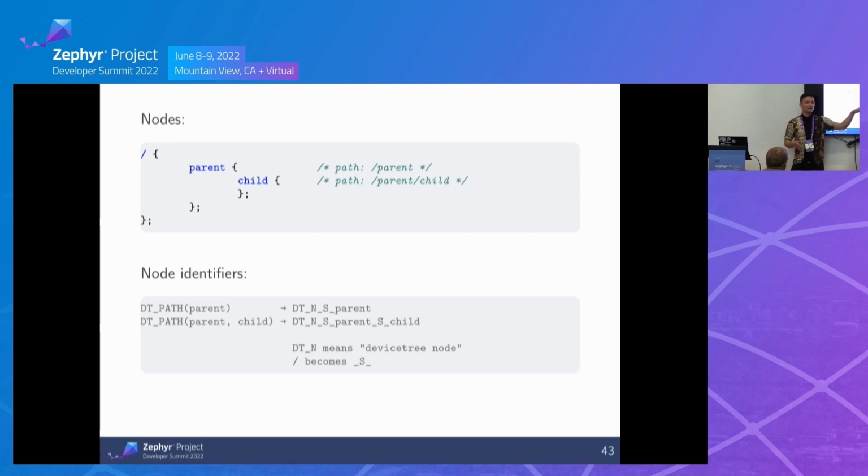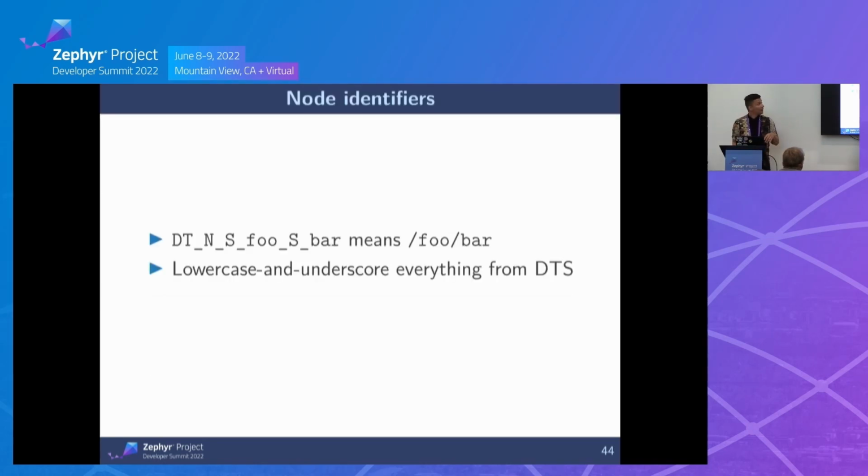So this is what node identifiers are. Anytime you construct a node identifier using devicetree.h, it's through some sort of twisted combination of pasting and macro expansion, it's going to expand into something that looks like that. But this is not a value, it's just a token. So let's summarize node identifiers. DTN is device tree node, /foo/bar, and hopefully you can read that a little bit more clearly now. We lowercase and underscore everything from the device tree so that we can use this encoding in a consistent way.